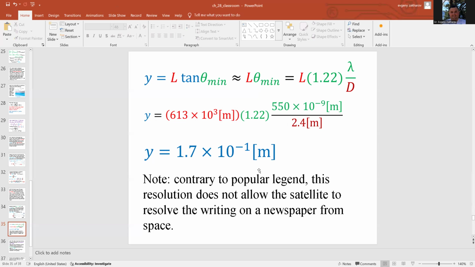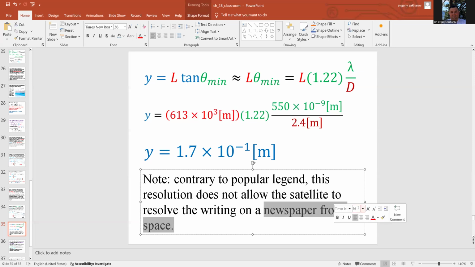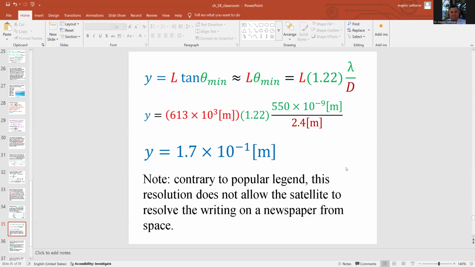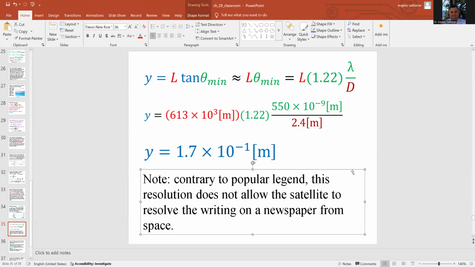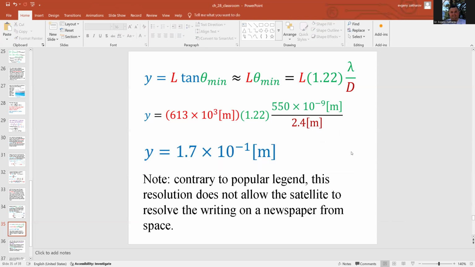Okay, we got it. So it still does not allow it. Yeah, see, there's a note just to give you an idea. It will not allow you to read a newspaper from space. It's going to be blurry if you want to read a newspaper on the surface of Earth from outer space. You need something better than the Hubble Space Telescope. You will not be able to resolve letters because it's a little less of a resolution that we obtain.